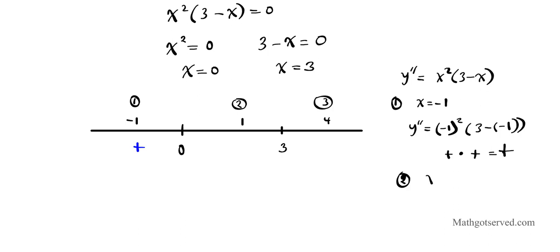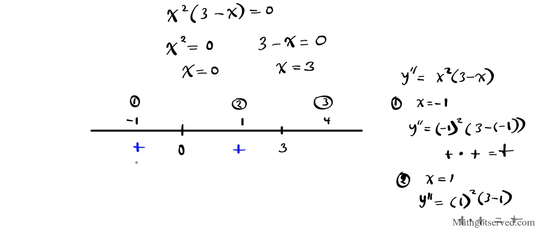The test candidate was x equals 1. So what is the sign of the second derivative in this interval? Positive or negative? Well, let's work it out. We're going to plug this into the second derivative: 1 squared times 3 minus 1. Okay? 1 squared is going to give us a positive result, which is 1. And then 3 minus 1 will give us a positive result, which is 2. Positive times positive is positive. So guess what? We do not have a change in concavity.